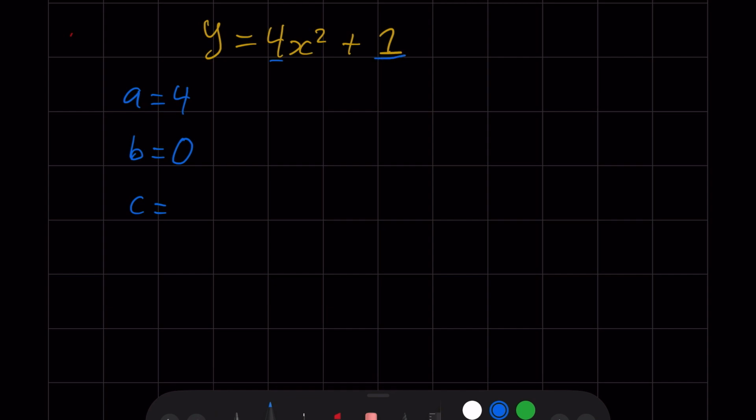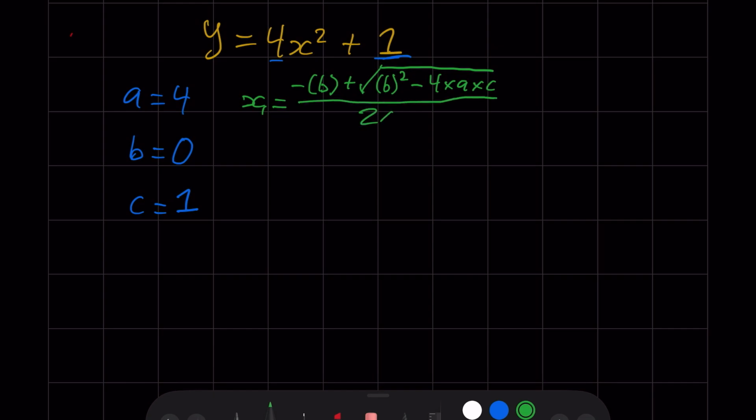And c is this one that has no x connected to it. That is our c value. So c is equal to 1. So a, b, and c. And now we use the same formula. x1 equals negative b plus the square root of b squared, keeping the b in brackets, minus 4 times a times c. All of this is over 2 times a.